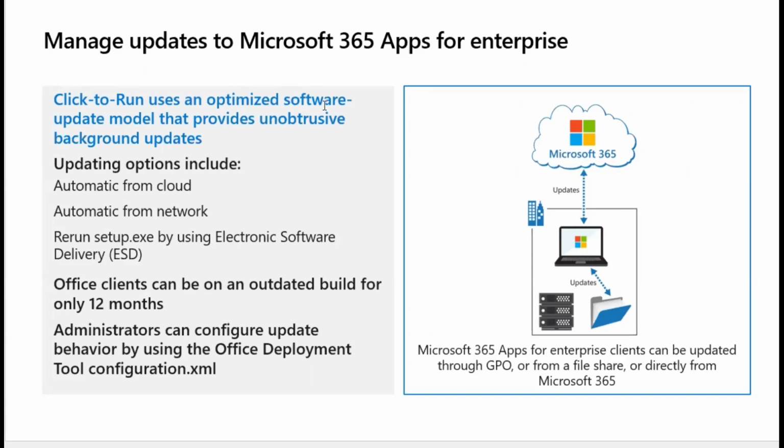Click-to-Run uses the optimized software update model that provides unobtrusive background updates. Updating options include automatic from cloud, automatic from network, and rerunning setup.exe by using electronic software delivery. Office clients can be on an outdated build for only 12 months. So administrators can configure update behavior by using the Office Deployment Toolkit configuration.xml.